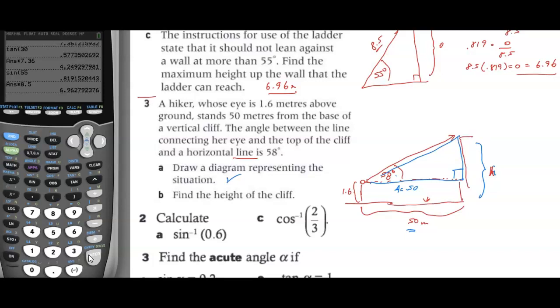Okay, here's the cliff. Instead of calling this H, let me call it O because it's the opposite. We know A and we'd like to know O, so we're going to use TOA, tangent. The tangent of 58 degrees is equal to the opposite divided by the adjacent, and the adjacent is 50. Then tangent of 58 degrees, let's do that on the calculator.